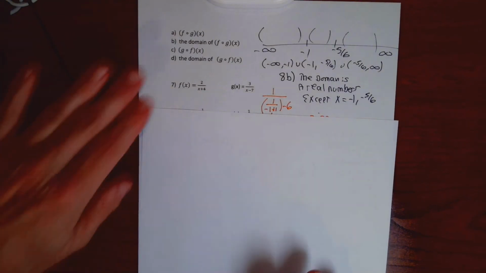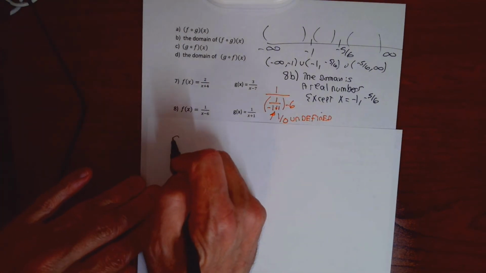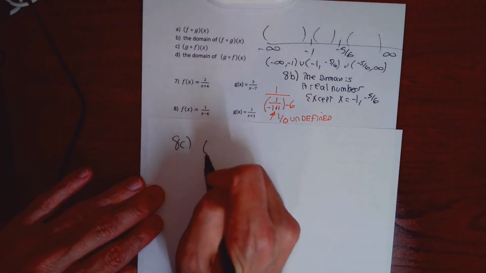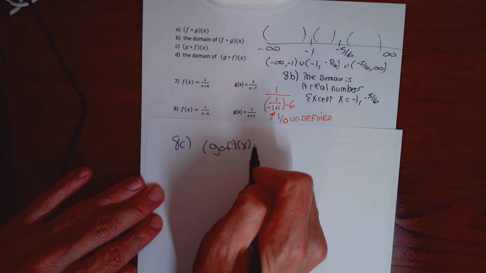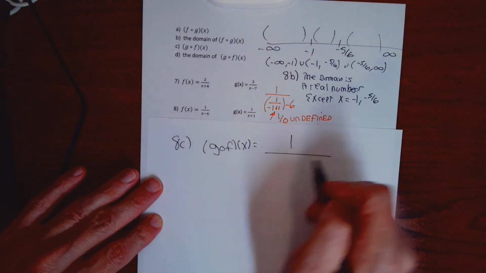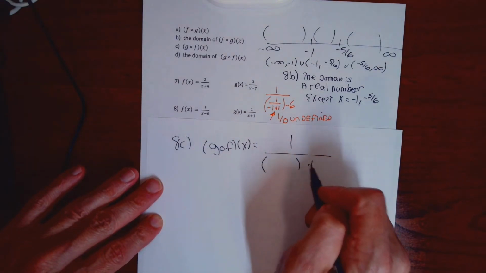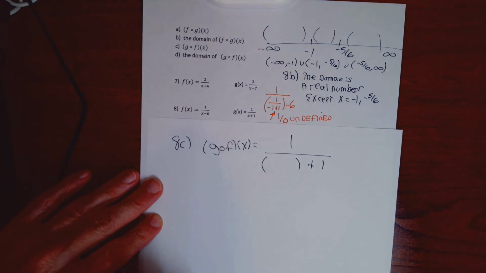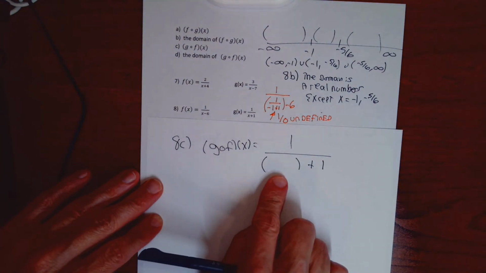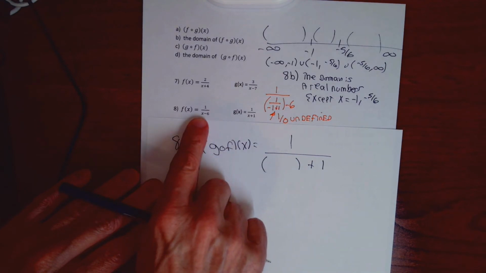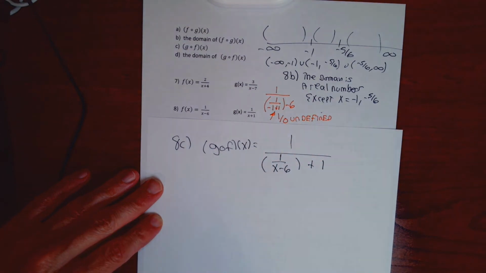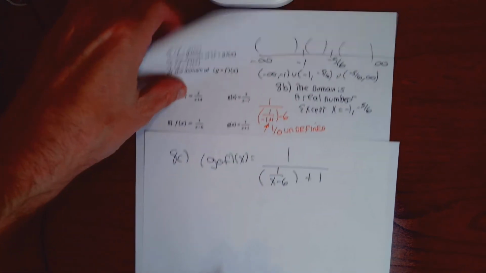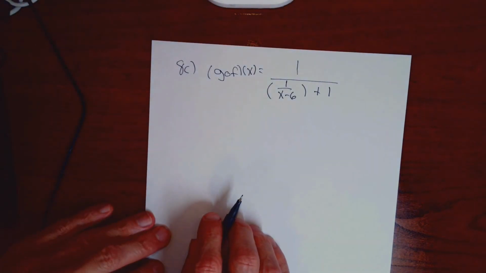C, I should say. So for C on number 8, I'm supposed to do g composed with f of x, which means I'm going to write the g function 1 over x plus 1 without its x, leave a parentheses where the x was, and inside that parentheses write the right side of the function that's mentioned second, which is 1 over x minus 6. That's what I'm going to need to simplify. Lots of ways to go about simplifying it.